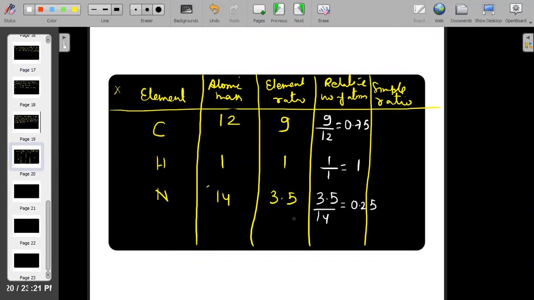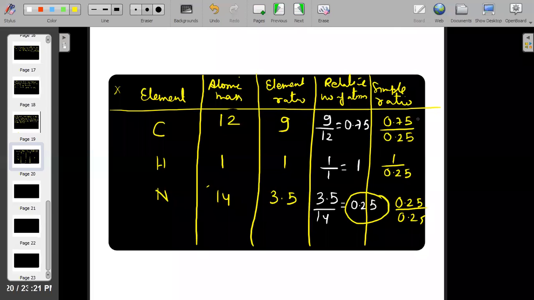Is it clear? Now which one is smaller in this case? We will say this quantity is smaller in this case, 0.25. So we have to divide everyone by 0.25. So 0.75 divided by 0.25, 1 divided by 0.25, and then 0.25 divided by 0.25. What should be the answer here? 3, then 4, then 1.